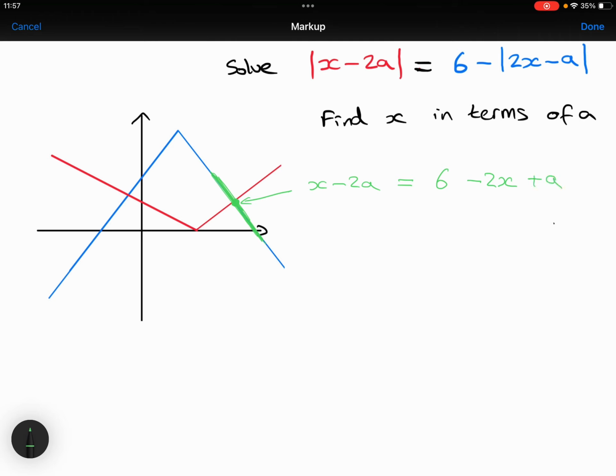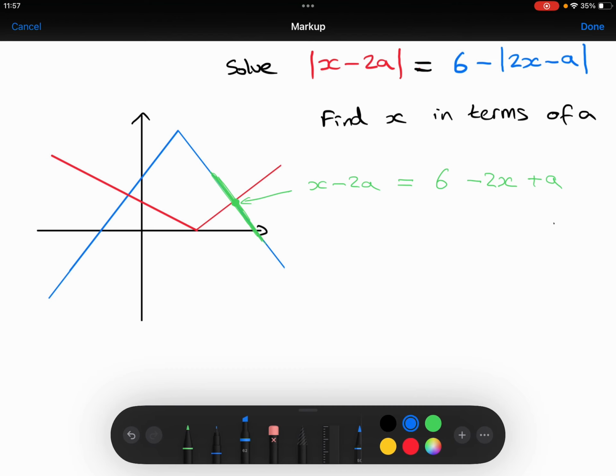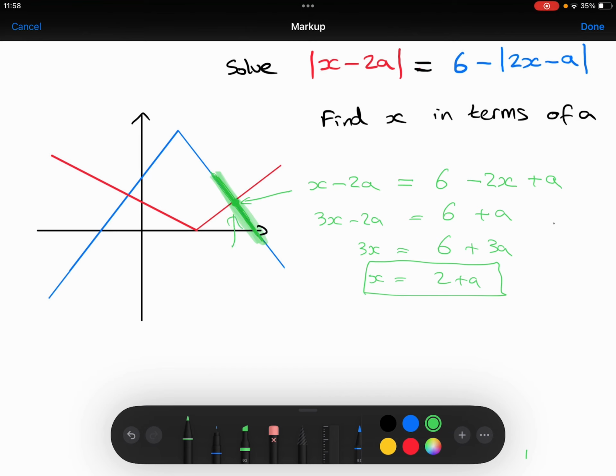Just to repeat my logic there, because I can see that the gradient of the graph here is negative, I need this to be negative, so I need to change this to be positive. Right, solving this equation, I'm going to add 2x to both sides. I'll then add 2a to both sides, and then I'll divide both sides by 3. So that is the value of x here in terms of a.